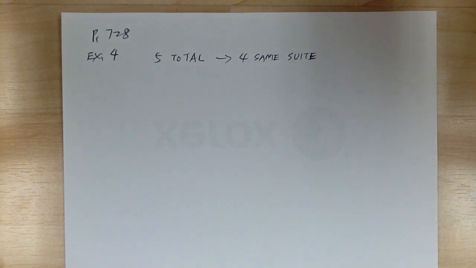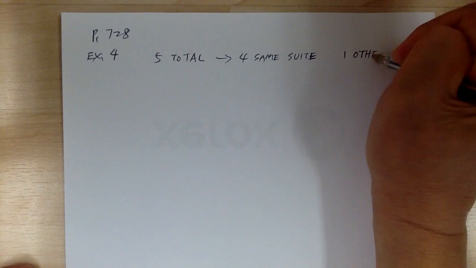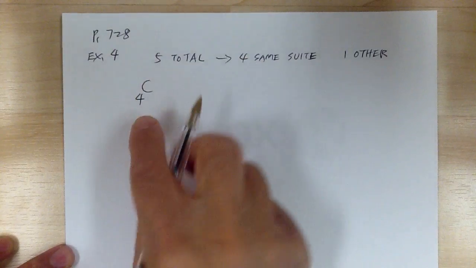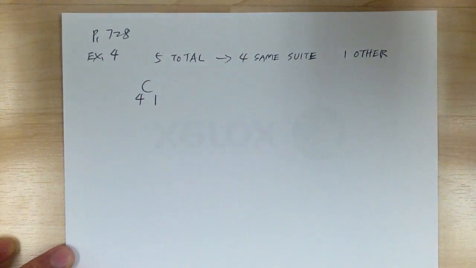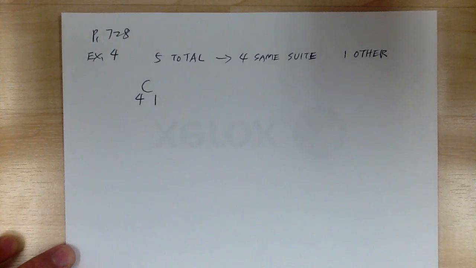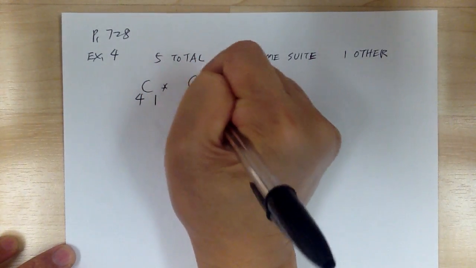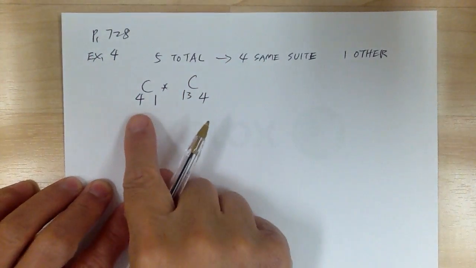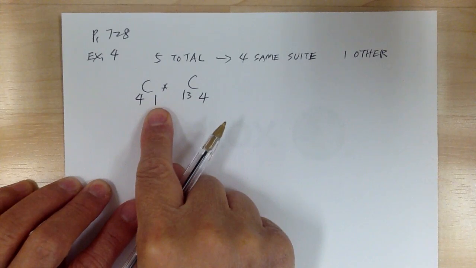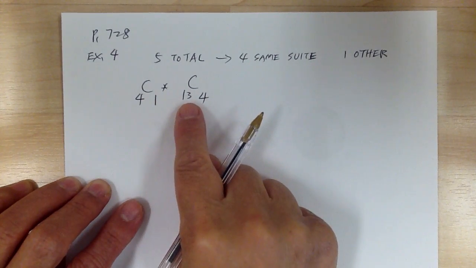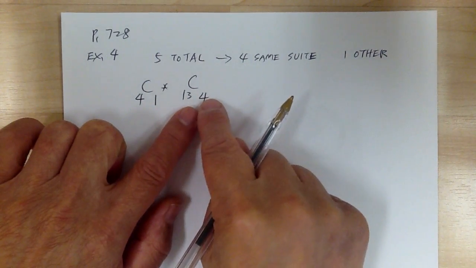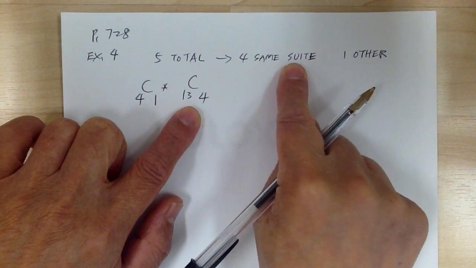So first, there are 4 suits, and 1 other. First I'm going to choose the suit. So there are 4 suits, right? I'm going to choose that 1 suit. Once I choose that suit, within that suit there are 13 cards, and I'm going to choose 4. Again, there are 4 suits, I'm choosing 1 of the suits, then that suit has 13 cards, and I'm going to choose 4 from that same suit, to fulfill this condition.